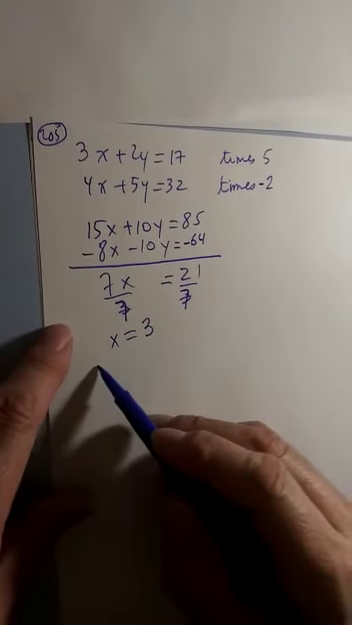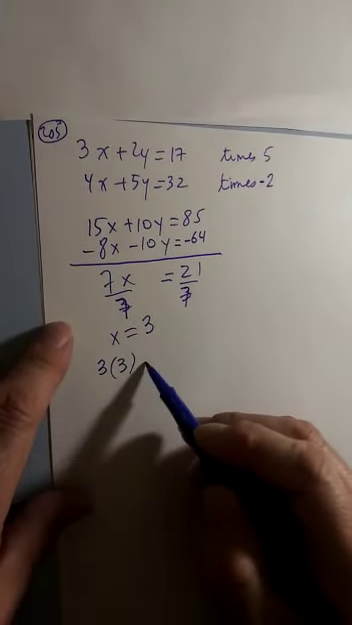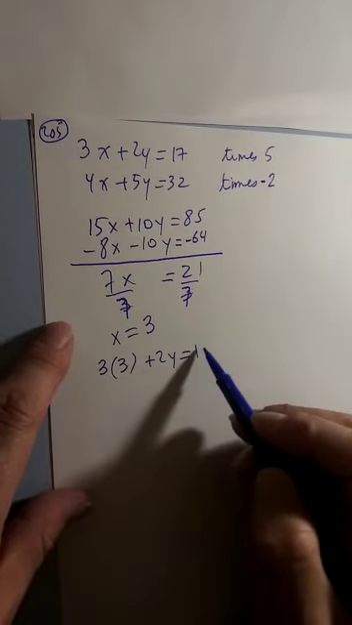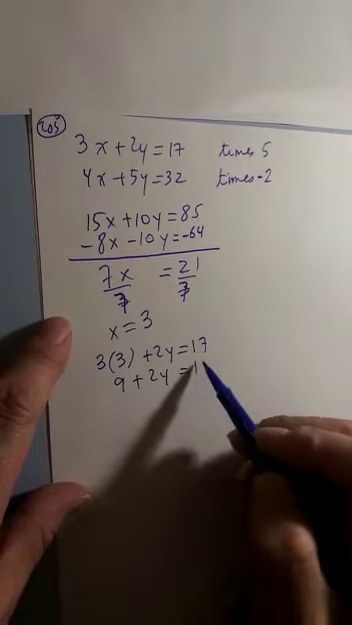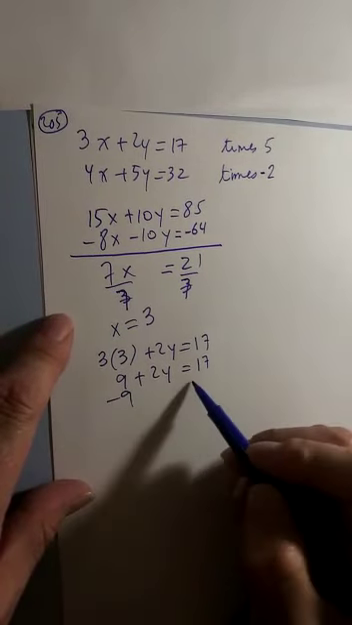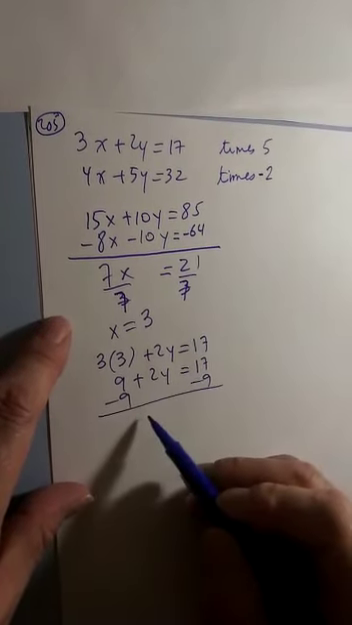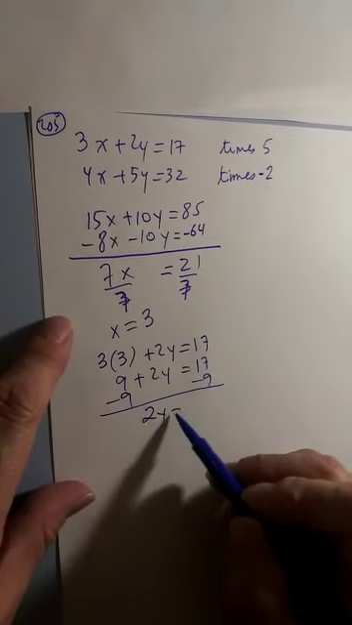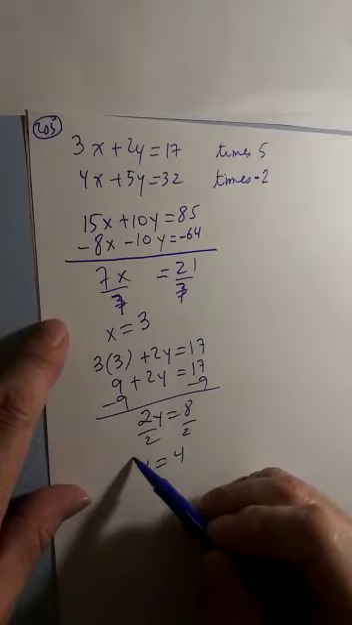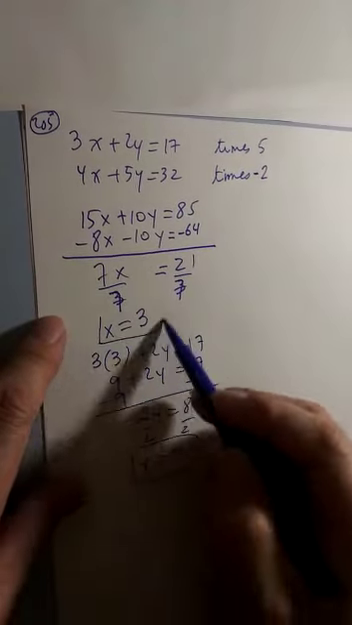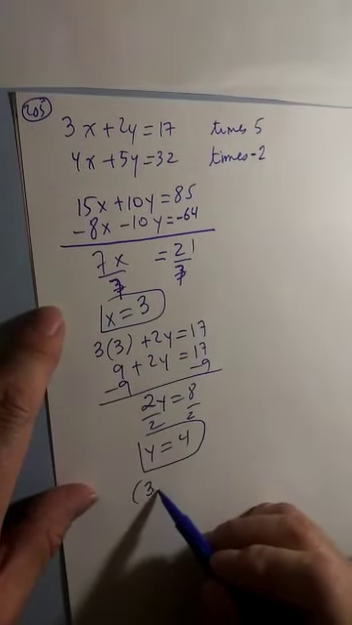Let's pick the first equation. 3 times 3 plus 2 times y equals 17. So that's 9 plus 2y equals 17. Subtract 9 from both sides. So that'll give you 2y equals 8. Divide by 2 and that'll give you y equals 4. So the solution is x equals 3, y equals 4.